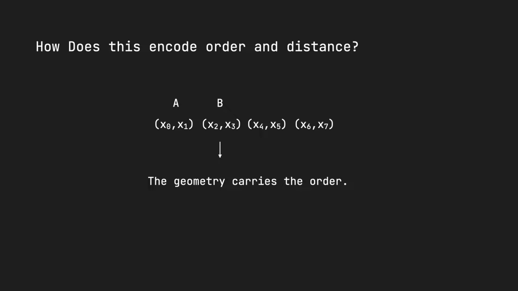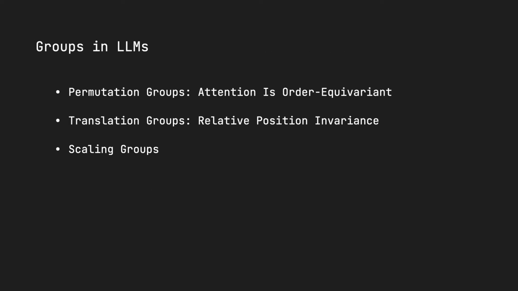So this is a very simple example of symmetries in an LLM. There are other examples we'll look at, which are permutation groups, translation groups, scaling groups, and this is it. This is more of a mathematical way of looking at the applications of group theory inside of LLMs.